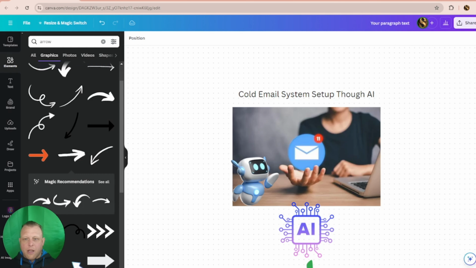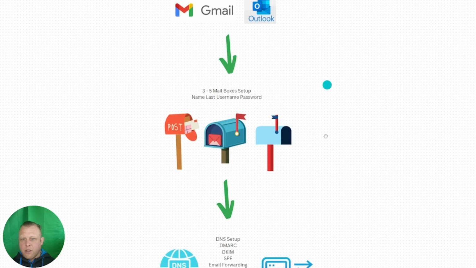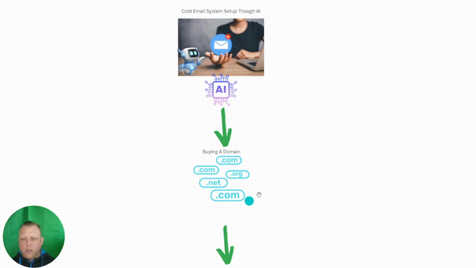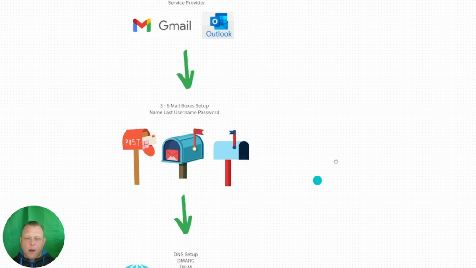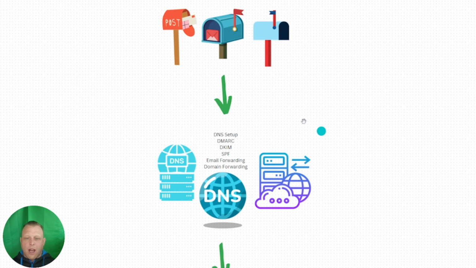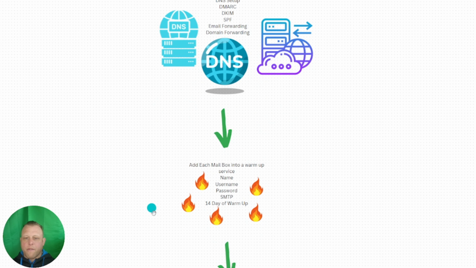So let's go back here. I'm going to show you again, just so we can figure this out. You have bought a domain times 5. You've set up 15 mailboxes. You have done the DNS settings for each of the 5 domains. And then you've imported 15 mailboxes in for warm-up, and it's warming up, all on autopilot in a couple of minutes. It's insane. You just do this every day and get an unlimited amount of emails.